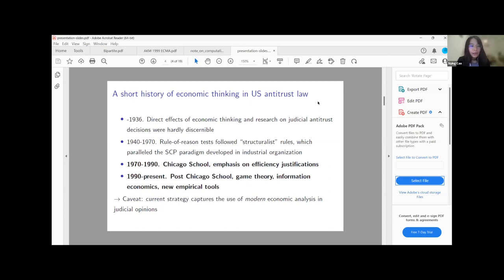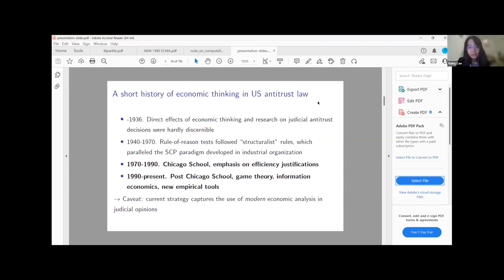Okay. I guess since I'm really short on time, I'm going to skip a lot of the long history of the interplay between economic thinking and antitrust policies.